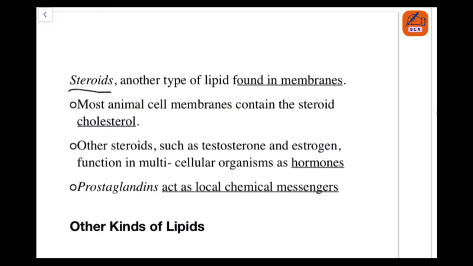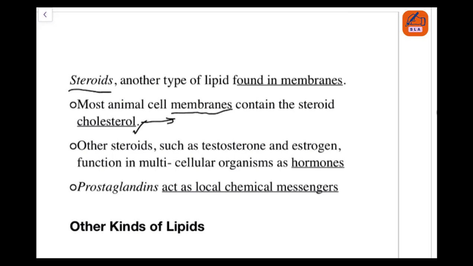So what are steroids? Steroids are basically types of lipids that are also composed of 4 carbon rings. Most of the animal cell membranes do contain steroids in the form of cholesterol. So here we have one more function of lipids, and to be specific, cholesterol is found in cell membranes.